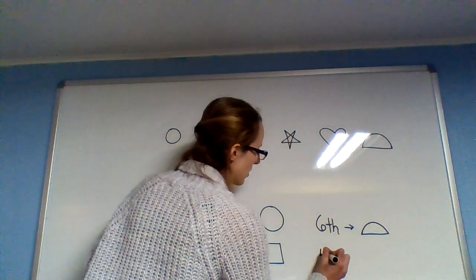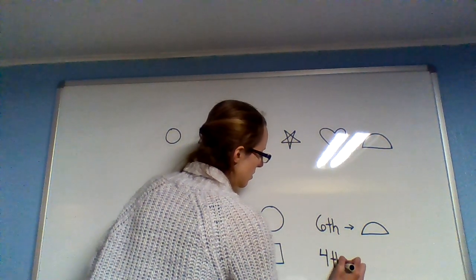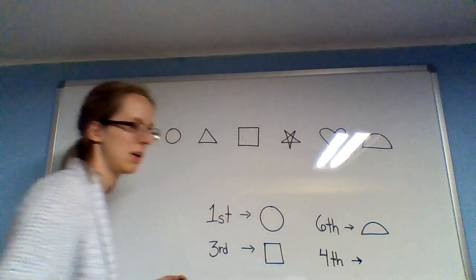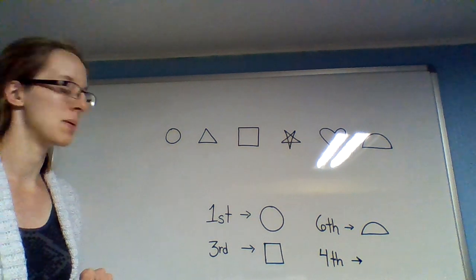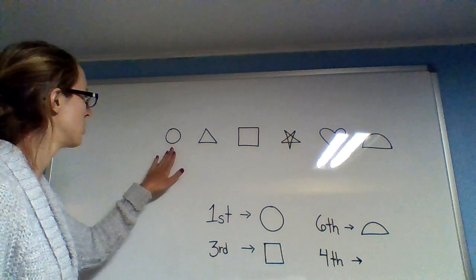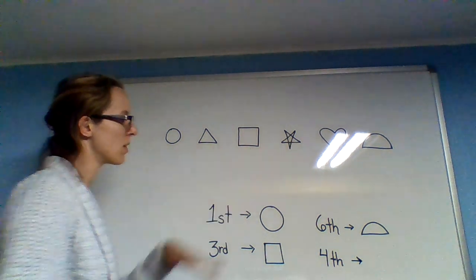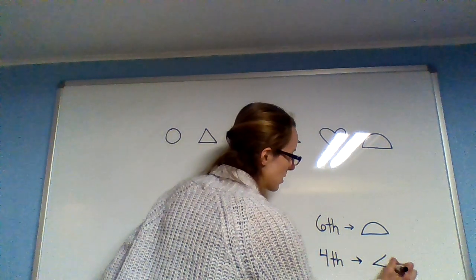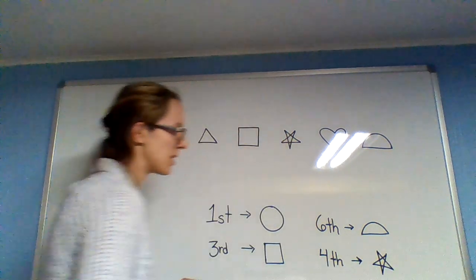Let's practice one more. What is the fourth shape in this order? Remember, if we ignore the TH, we know to go to spot number 4. 1, 2, 3, 4. The fourth shape in this order is a star.